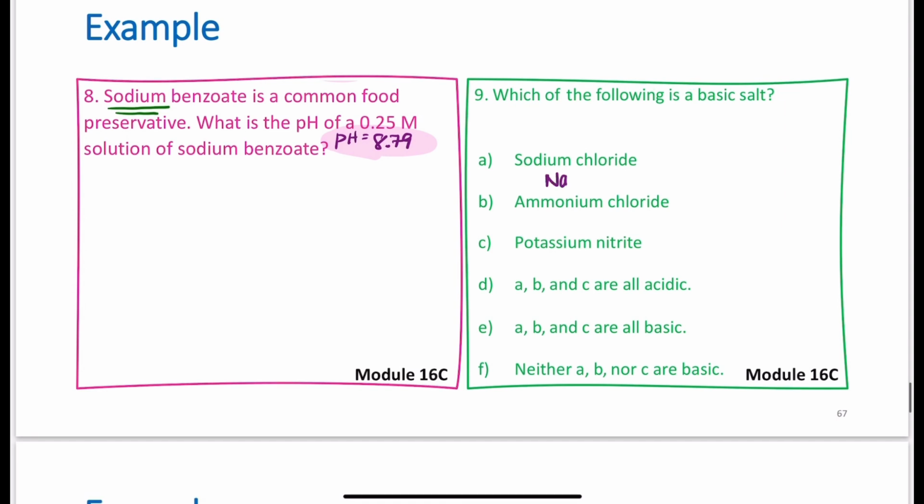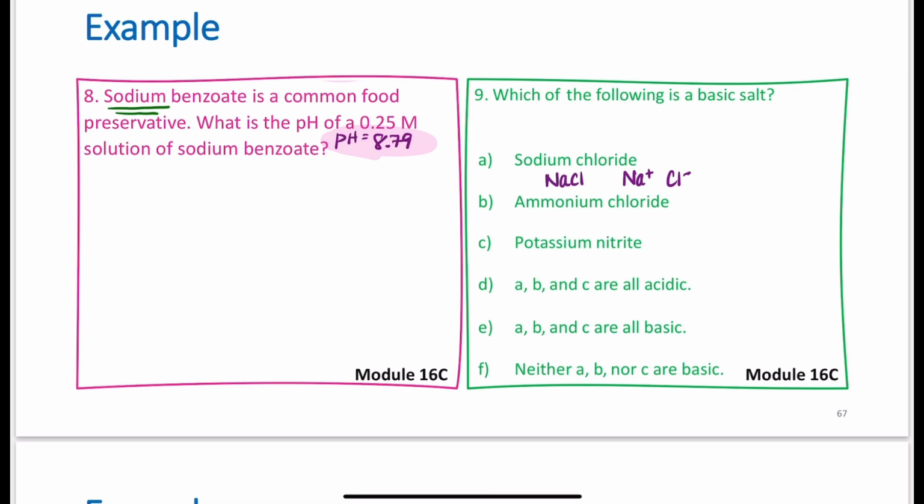Sodium chloride, NaCl. What does this split up into? Na plus ions and Cl minus ions. Neither have a proton they can give up, so they can't act as an acid that way. Neither one has a nitrogen to take a proton away. Neither one is going to be willing to donate their lone pair of electrons to gain a proton.